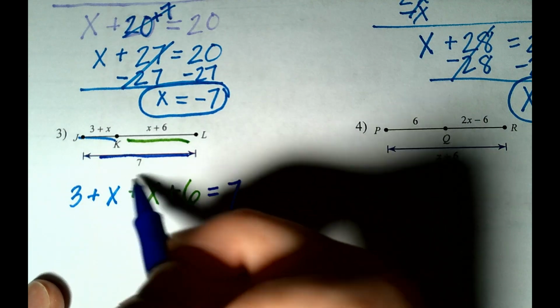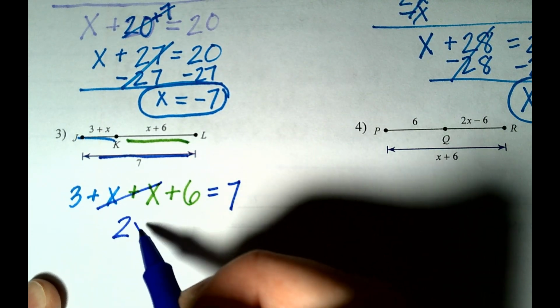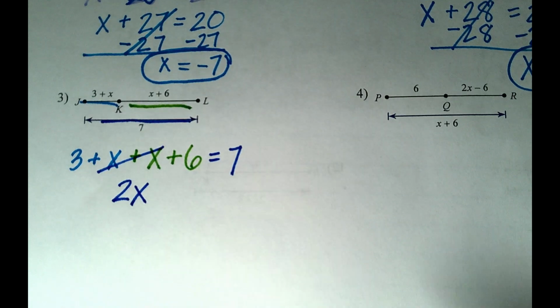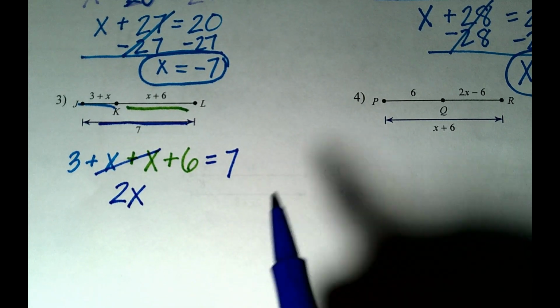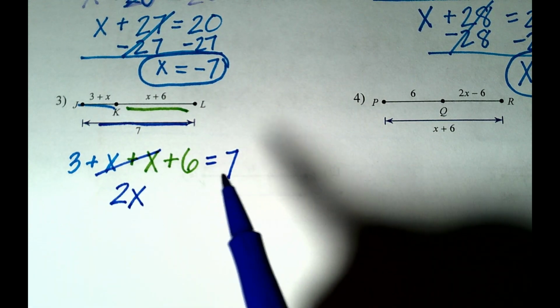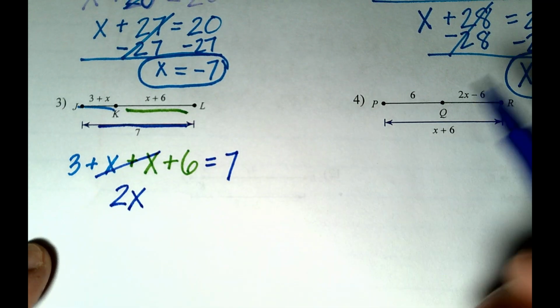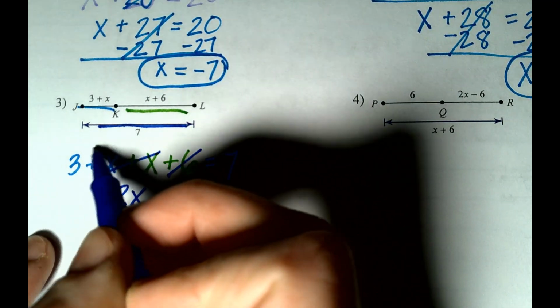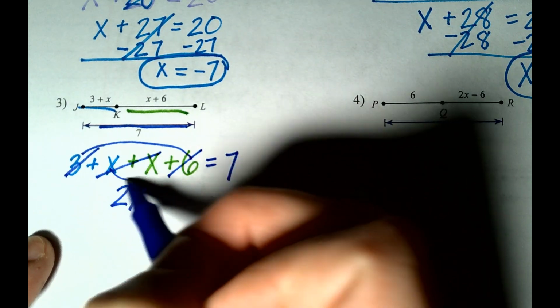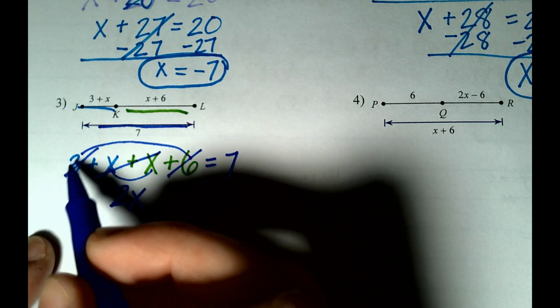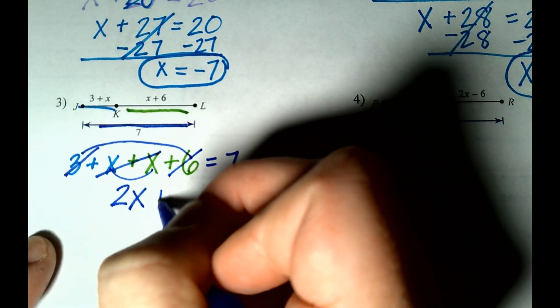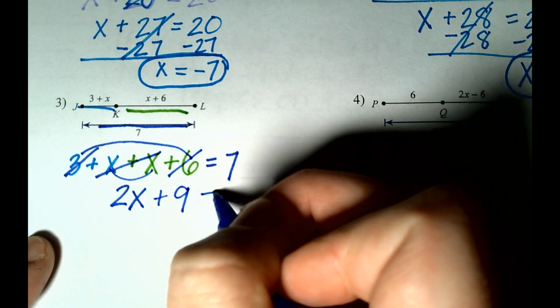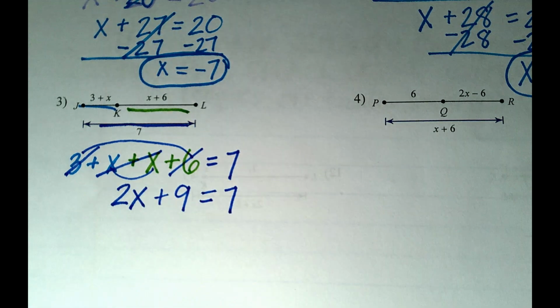x plus x gives me 2x. And then 3 plus 6. Yes, you can actually do it all in one step if you want, so you're not making a million lines of work. 2x plus 9 equals 7. Good. So we combined our x and x to get 2x. We're also going to combine the 3 and 6 to get 9. And I'll bring down my equals 7.